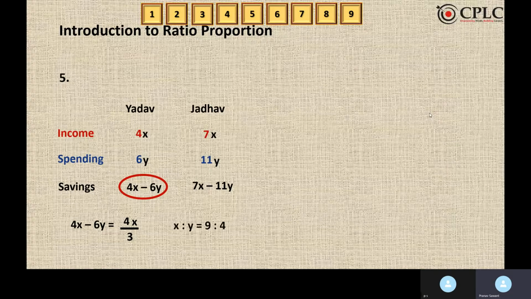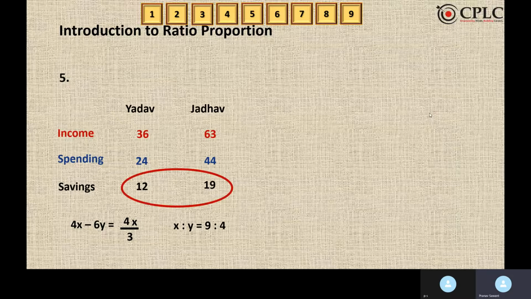By solving the equation, we'll get the ratio of x is to y, that is 9 is to 4. And now we will simply substitute the ratio in the question. So 4 into 9, because the value of x is 9. So wherever there is x, substitute 9. Wherever there is y, substitute 4. This will give us all the values, and we can say that the savings are in the ratio 12 is to 19, which is not there in the option. Hence, none of these is the answer.